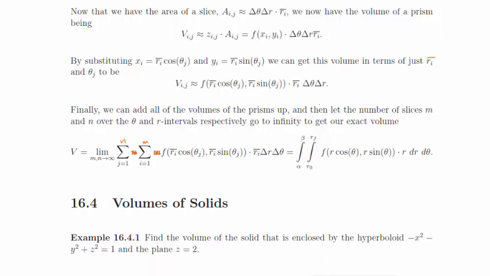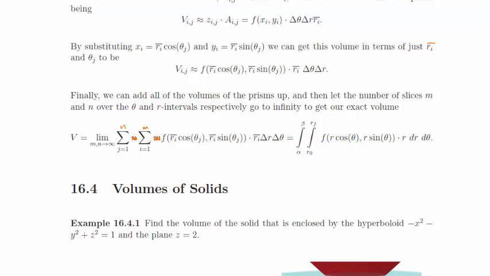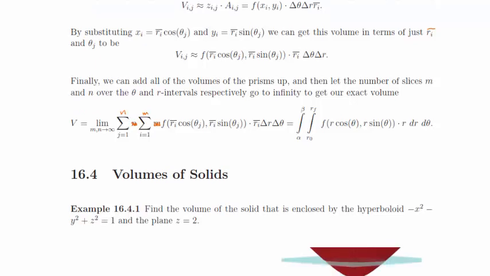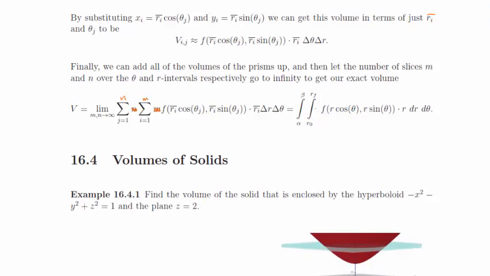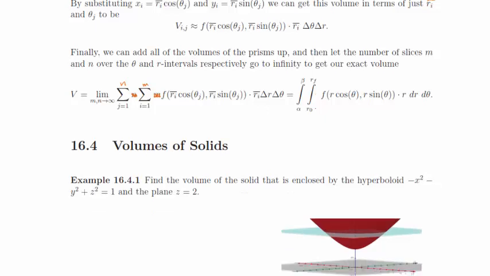So we can finally add up all the volumes of all these prisms and let the number of slices m and n over the theta and r intervals respectively go to infinity to get our exact volume. So our volume equals the limit as m and n go to infinity of the sum from j equals 1 to n, of the sum from i equals 1 to m, of f of r sub i bar cosine of theta sub j, comma, r sub i bar sine of theta sub j, close our parentheses here, times r sub i bar times delta r delta theta.